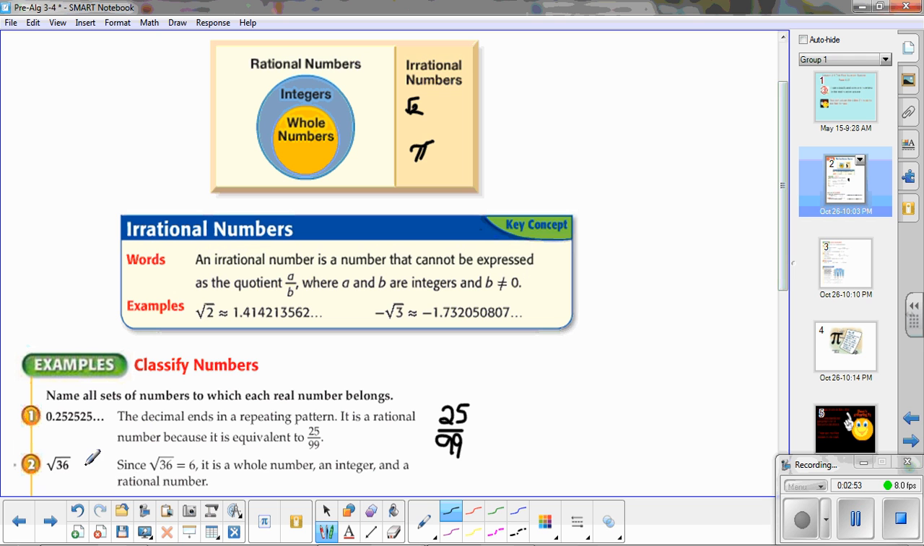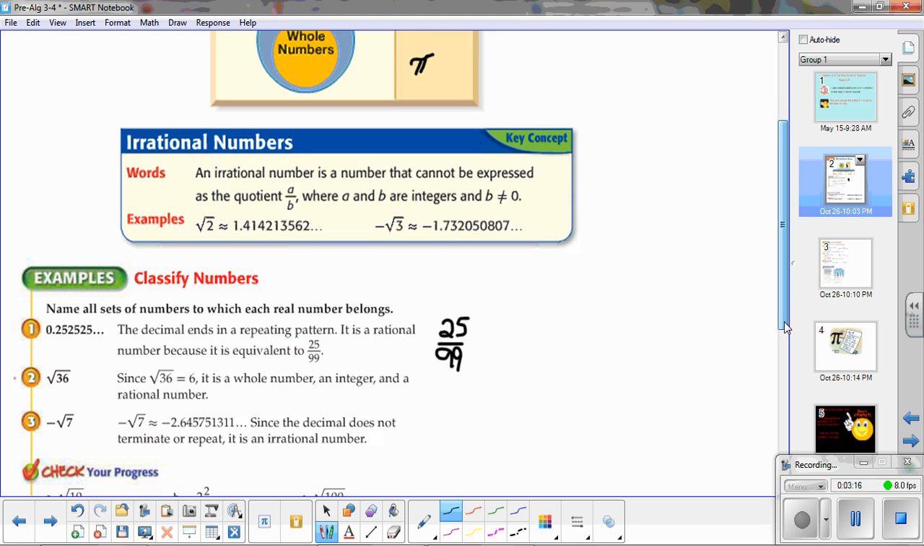Square root of 36. Once you simplify the square root of 36, you get 6. And 6 is a whole number. And whole numbers are also integers, which are also rational numbers. So it's going to be all three of those groups. It's going to be a whole number, an integer, and a rational number.